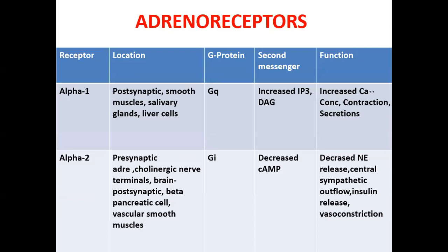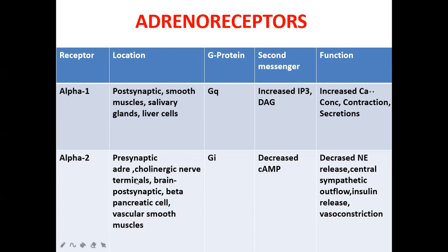When you talk about the adrenoreceptors, we have alpha 1 and alpha 2 receptors. Alpha 1 receptors are postsynaptically located. They are located on the smooth muscles, on the salivary glands, and on the liver cells. This is a Gq protein, and the second messenger is increased IP3 and DAG, which increases the calcium concentration, resulting in contraction, and it increases the secretions.